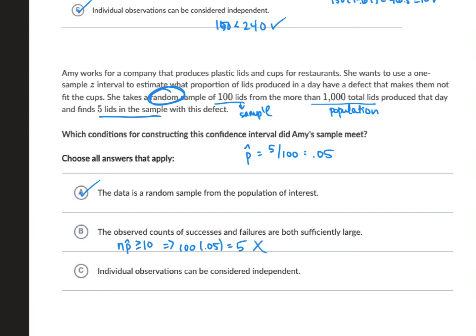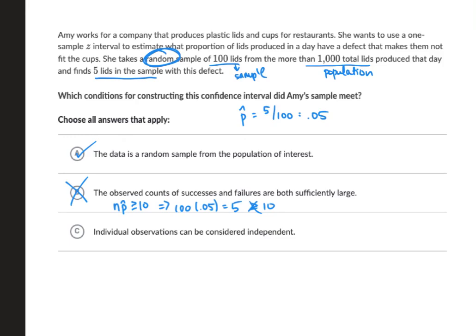So right away, we don't even have to check that n times 1 minus p hat is greater than or equal to 10, because if this is not true, 5 is not greater than or equal to 10, then that means that condition is not met. So we would cross it out. Lastly, individual observations can be considered independent. Well, this says that we take a sample of 100 lids, which is from more than 1,000 total lids. Well, 10% of 1,000 is 100, so that condition is actually met.